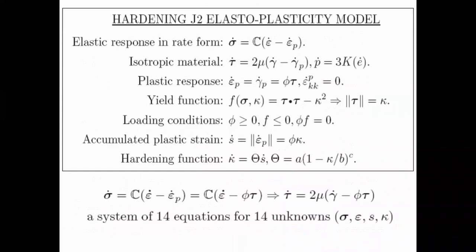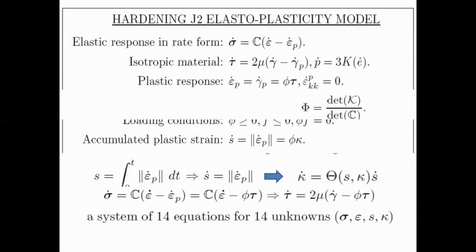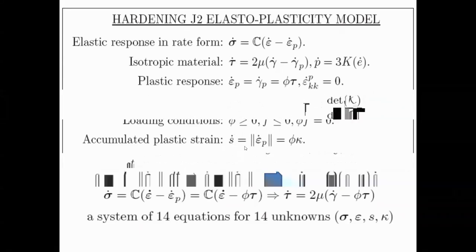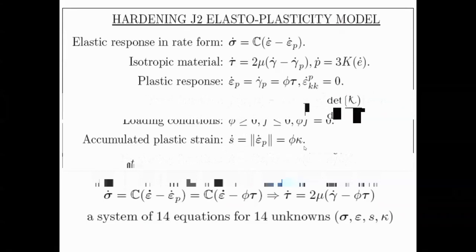Now I can introduce the hardening part also. And that's not very difficult. All that changes here is kappa, correct? K, which was a constant earlier, is now kappa, which is varying. That is S dot is equal to phi times K kappa. Is this clear to you? This comes from the flow rule.